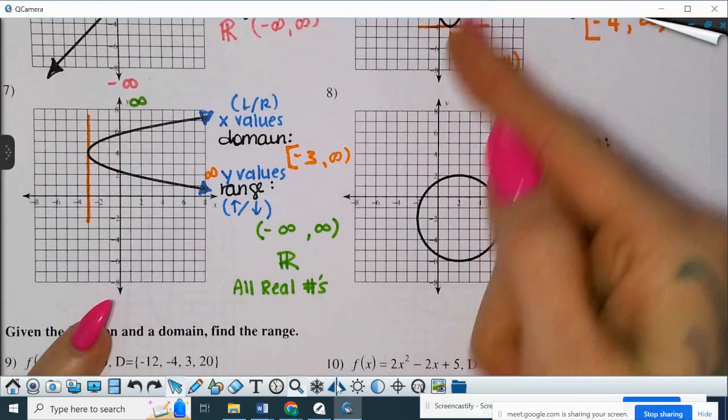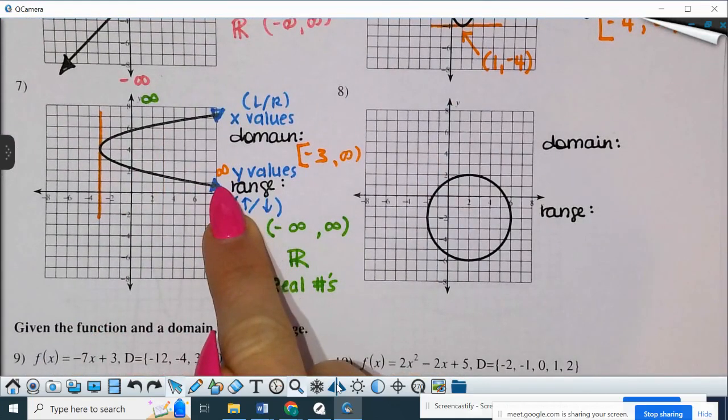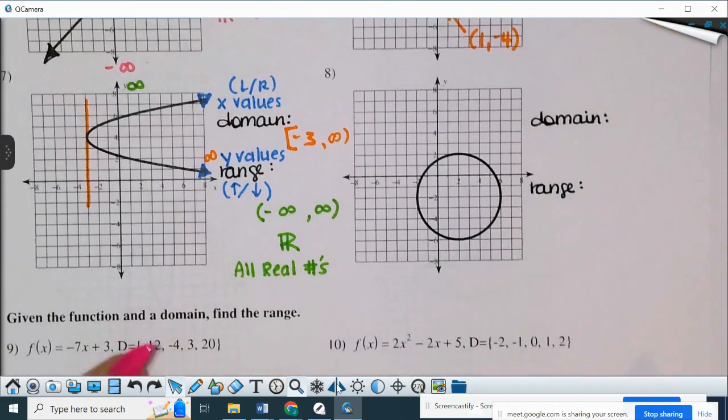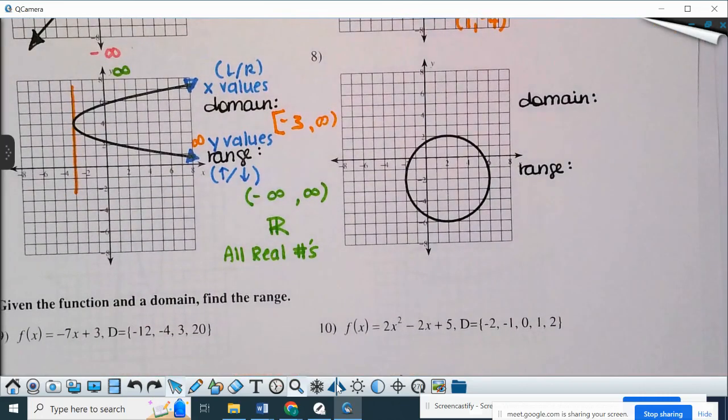Tacos are allowed. Sandwiches are not. Maybe that is a good way to think about it. So as long as it's up and down vertically, you're fine. If it flips on the side, it's no good. All right, so domain. We're looking at our x values.